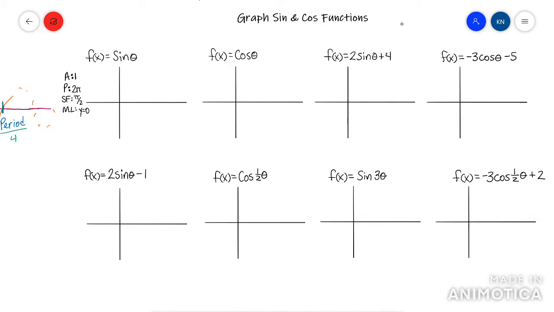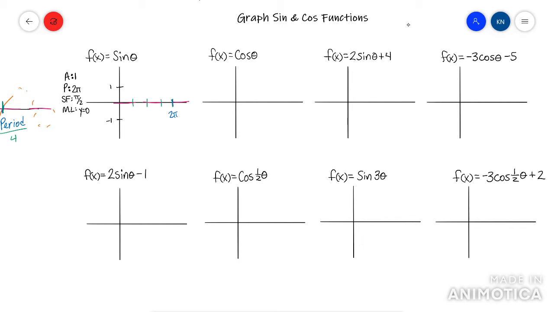So let's look at what this looks like. Basically, I would put my midline down. It's right here on the x-axis. An amplitude of 1 means I'm going to go up 1, down 1, off of that midline. A period of 2 pi means I'm going to repeat after 2 pi.